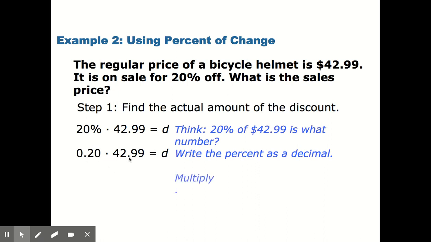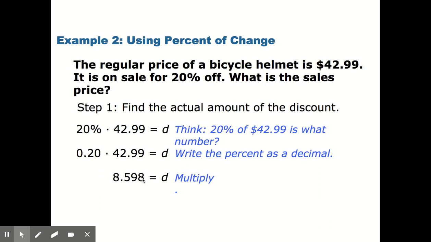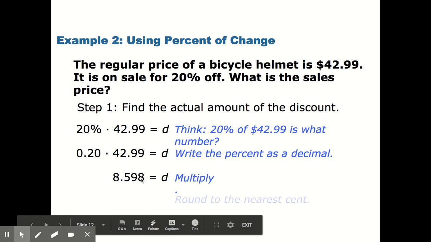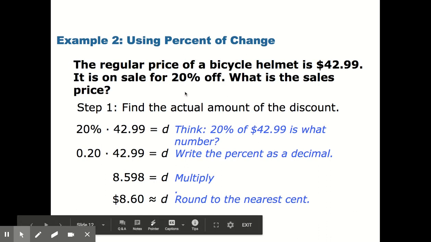Multiply this with a calculator, and you get 8.598. But since it's money, we'd end up rounding it to the nearest cent, and it would be about $8.60. So that is how much you save. That is the 20% off. But we're looking for the sales price.